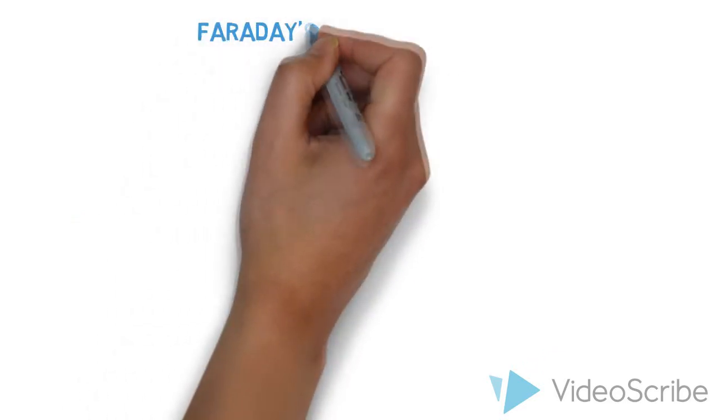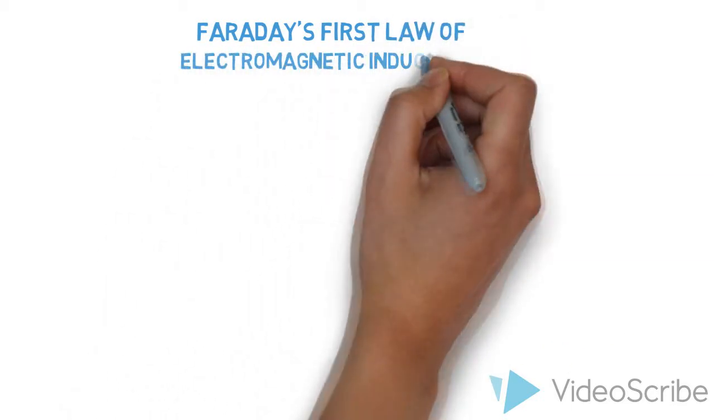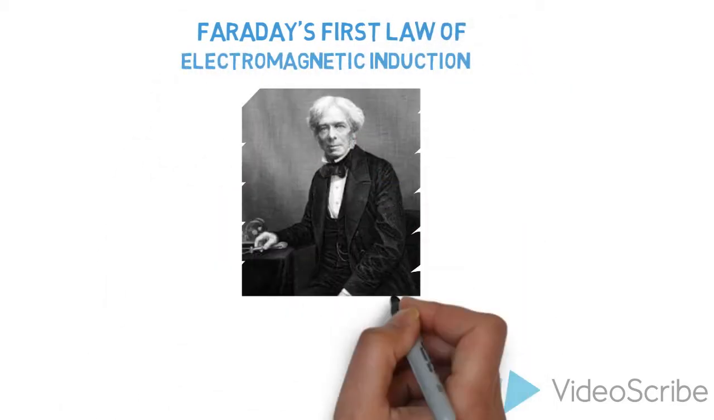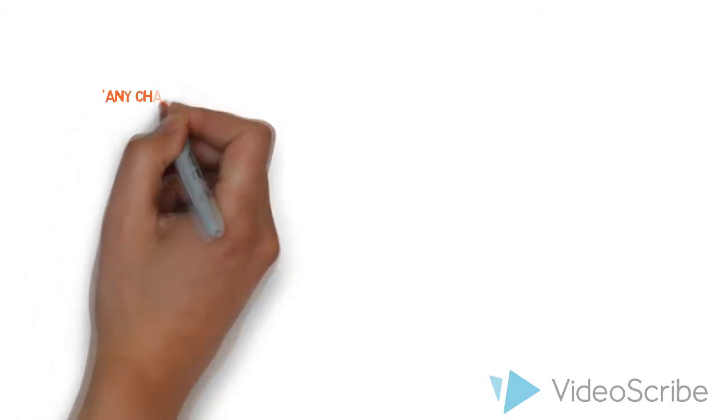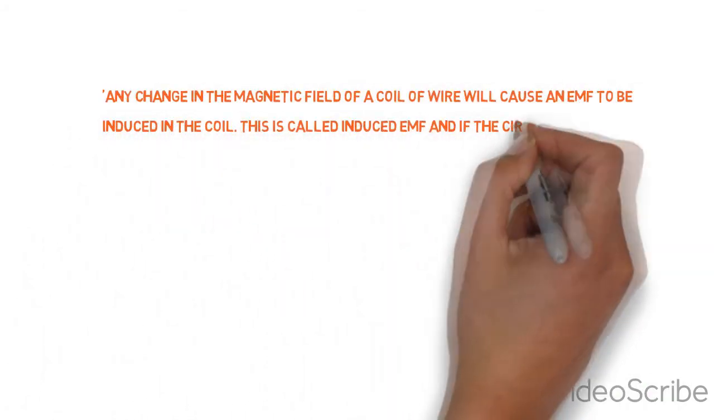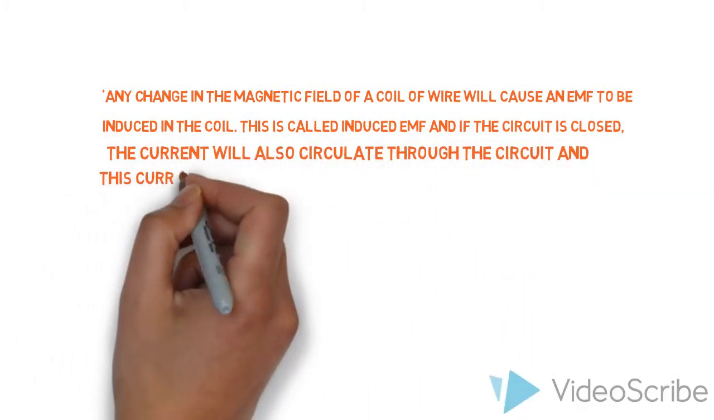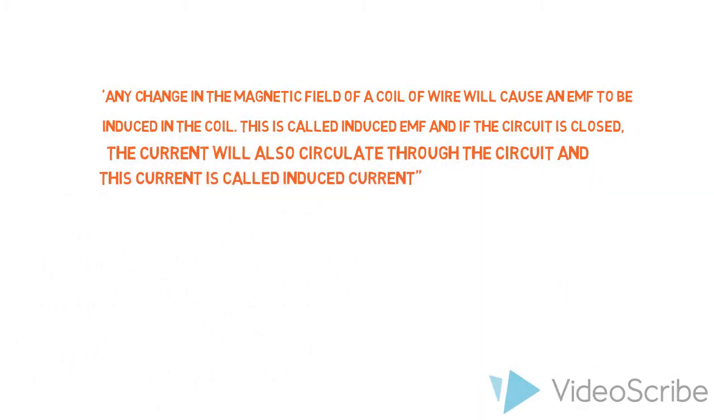And based on this, we know that a transformer's operation is based on Faraday's first law of electromagnetic induction, which states that any change in the magnetic field of a coil of wire will cause an EMF to be induced in the coil. This is called induced EMF, and if the circuit is closed, the current will also circulate through the circuit, and this current is called induced current. So this is how it works by electromagnetic induction, and it only works with AC current.